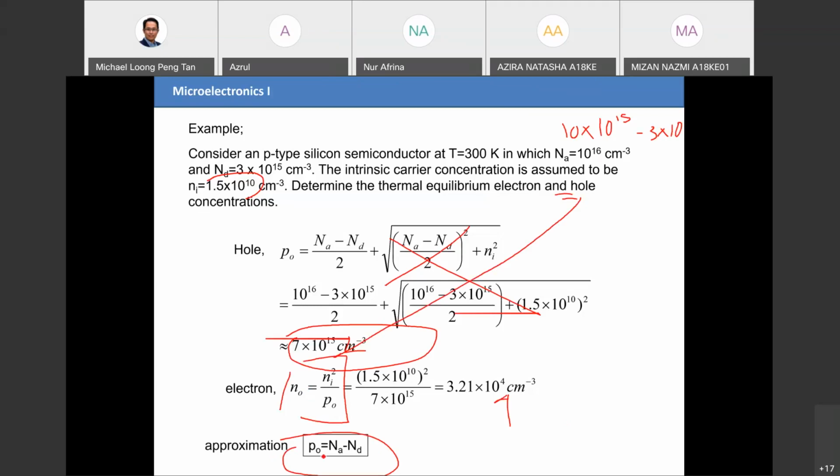So as an approximation, you can just say that your PO, if you don't want to use this, you can just take NA minus ND, provided the situation. What situation can you use this? What condition? Anybody can tell me what condition that you can use this equation? Ni is small. Yes, Ni is small. Very, very small. If your Ni is 10 to the power of 14, then I don't suggest you use this formula because 14, 15, 16 is quite near to each other. 10 to the power of 10 and 15 still okay. You can use it. It's quite large.